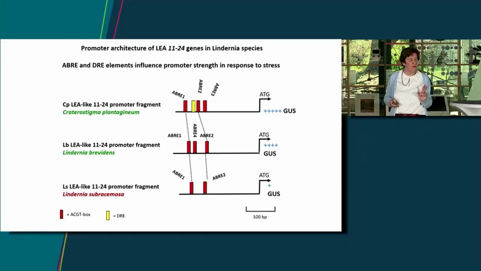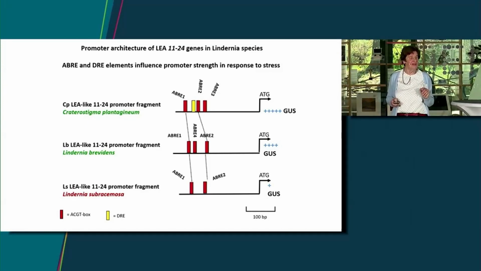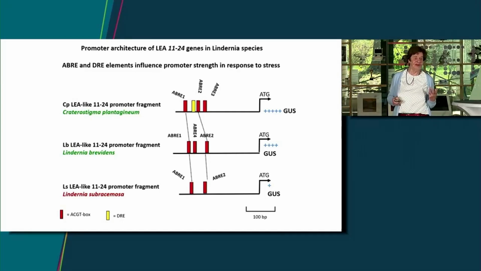And this yellow one is not present in the Lindernia brevidens, which is the middle one. And I told you it has a sort of intermediate phenotype, and the yellow stands for dehydration responsive element in the promoter. So that is missing here, and that explains why this gene is slightly less expressed in Lindernia brevidens than in Craterostigma plantagineum. And if you go now to the desiccation tolerant plant, the Lindernia supracemosa, you see that only two of these promoter elements could be identified, and that clearly is not sufficient to get a high level of expression.